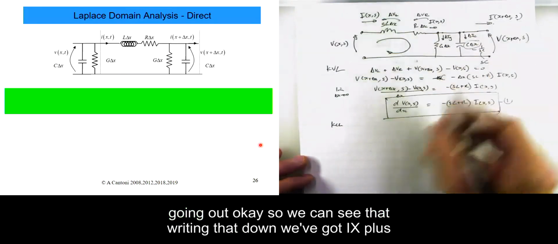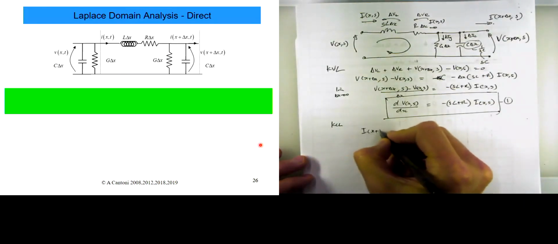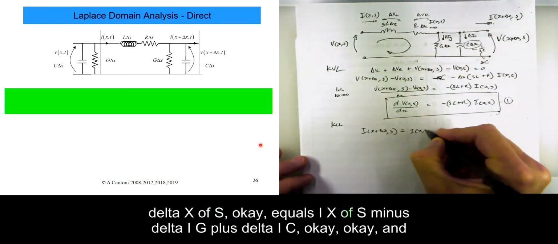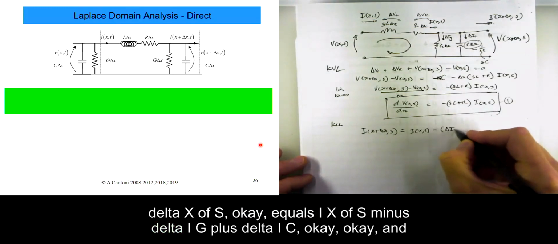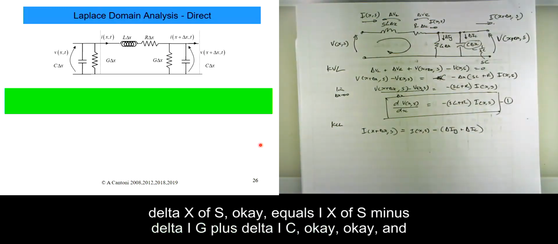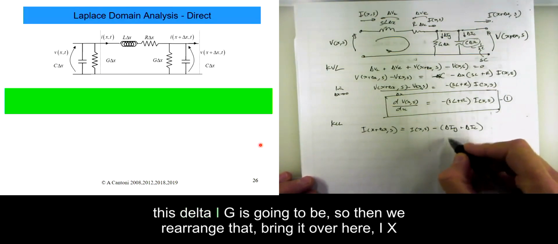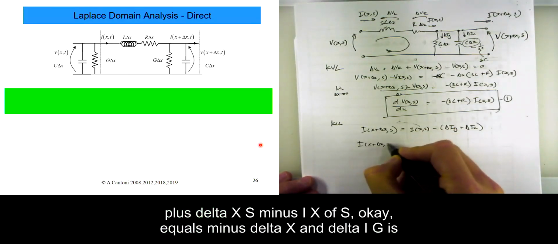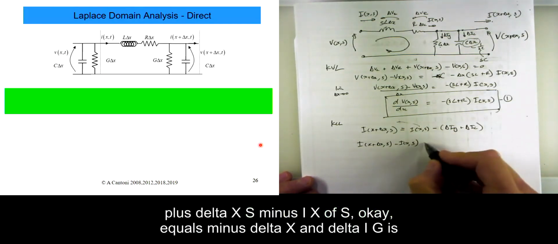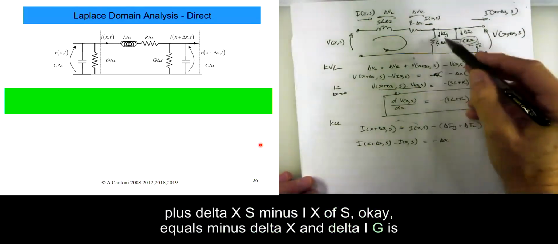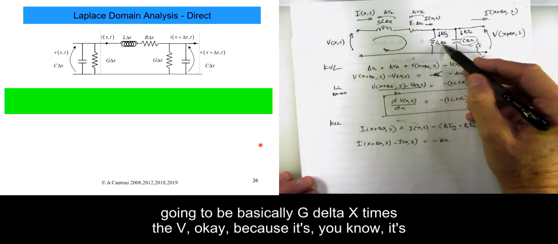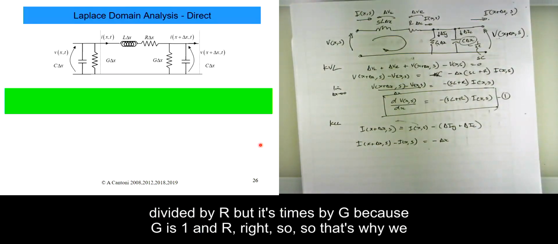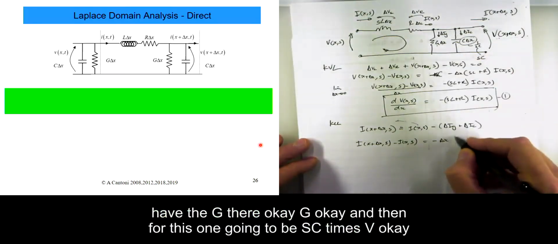So we can see that, writing that down, we've got I(x+Δx, s) equals I(x, s) minus ΔI_G plus ΔI_C. We rearrange that and bring that over here: I(x+Δx, s) minus I(x, s) equals minus ΔI_G plus ΔI_C. And ΔI_G is going to be basically GΔx times the V, because it's divided by R, but times G, because G is 1 over R, so that's why we have the G there.